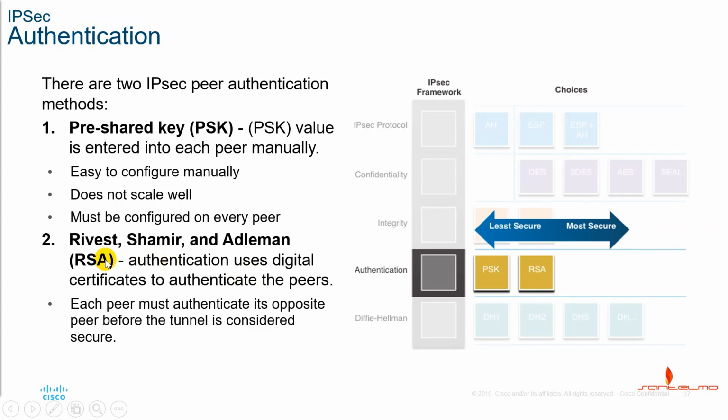Okay? Now for the RSA, the local device derives a hash and encrypts it with its private key. The encrypted hash is attached to the message and is forwarded to the remote end and acts like a signature. At the remote end, the encrypted hash, the signature, is decrypted to verify it is genuine. Each peer must authenticate its opposite peer before the tunnel is considered secure. Okay? So it uses digital certificates to authenticate peers.